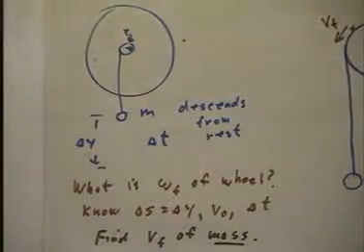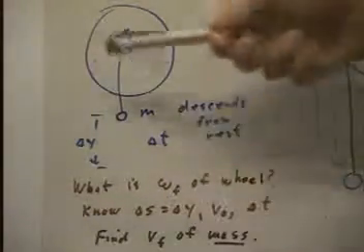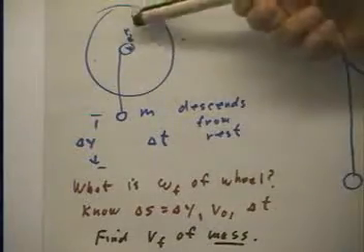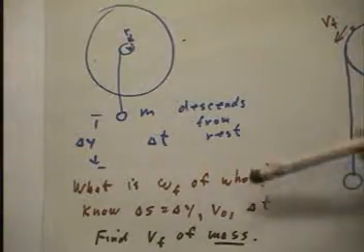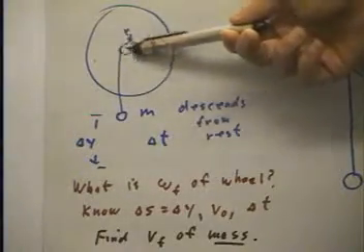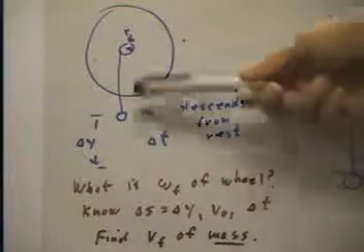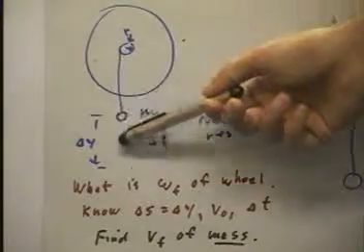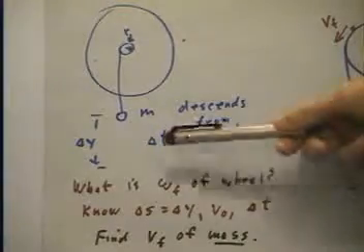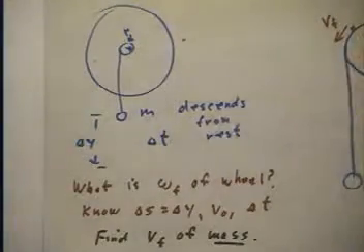The final situation we want to look at here is a wheel with an axle. The axle has a radius r. It's a little small, you might not be able to read it. And we have a mass tied by a string that's wrapped around the axle. And that mass is going to descend a distance delta y in a time delta t, descending from rest.